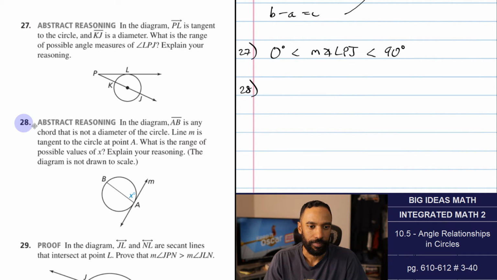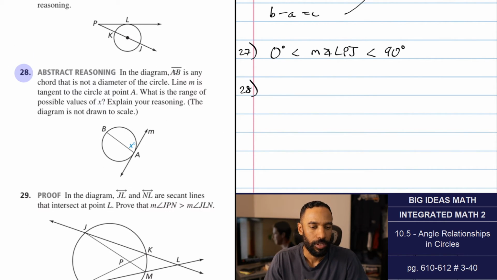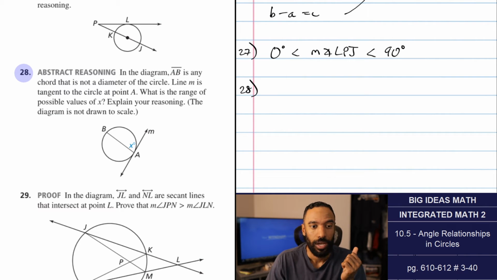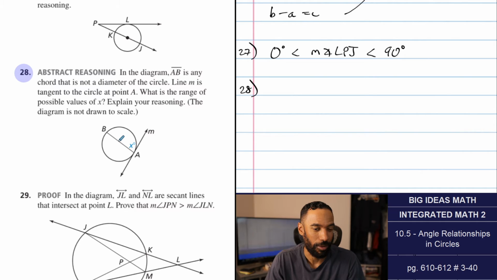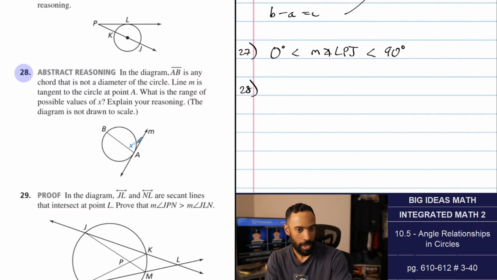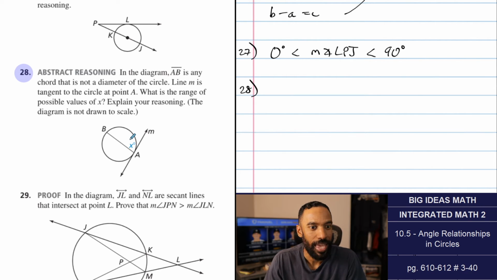All right, number 28. In the diagram, AP is any chord that is not a diameter of the circle. So not the diameter. Line M is tangent to the circle at point A. What is the range of possible values of x? Explain your reasoning. The diagram is not drawn to scale. So once again, it's not a diameter, but let's say, like an indirect proof, it was the diameter. If it is the diameter, then you're talking about a semicircle of 180 degrees, which means x is 90 degrees. But this is not a diameter. It can be any chord that's not that.